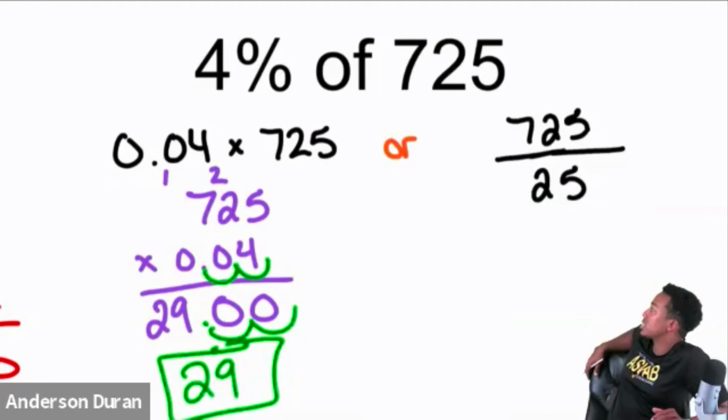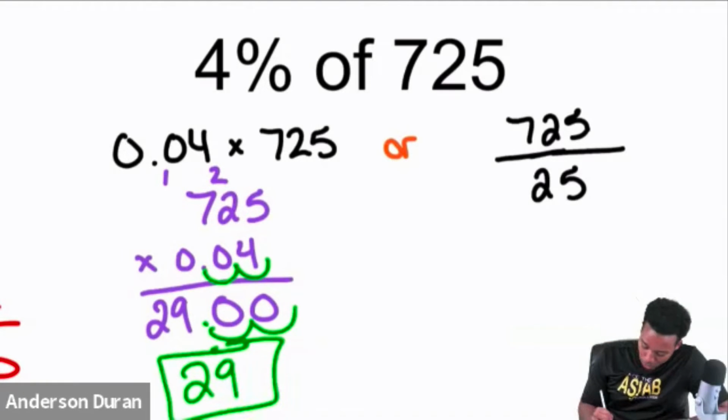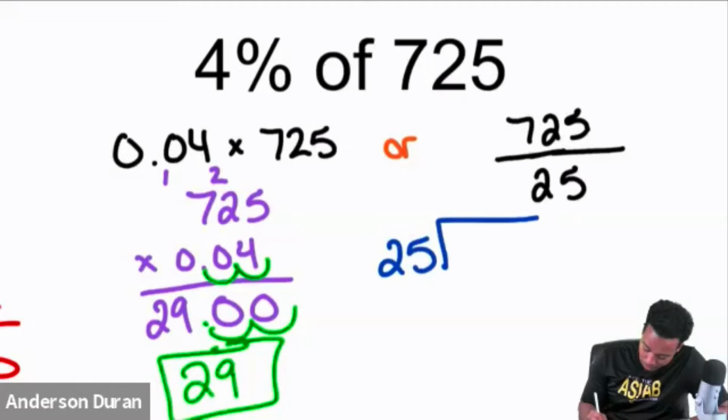And now if we look at 725 divided by 25, again, dividing by 25 is the same thing as multiplying by 0.04 or 4%. Same thing. But if you look at that, you might be looking at that like, might be a little more work. But let's go ahead and get to it. So 25 divided into 725.